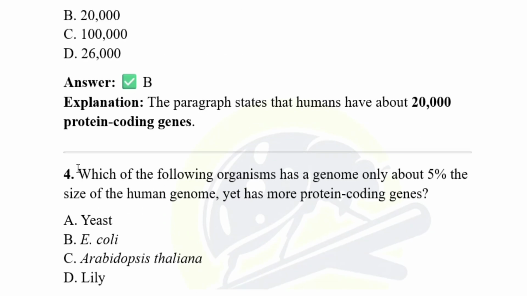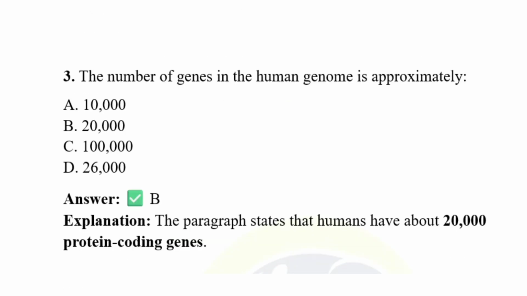So next question. The number of genes in the human genome is approximately. So this is a factual question. In CSIR, you can expect this question. So in humans, we have about 20,000 genes in our genome. So 20,000 protein coding genes are there. So the right answer is option B.